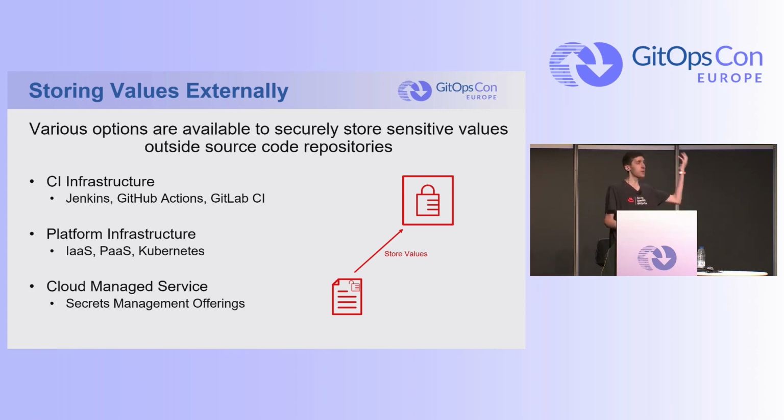Next is platform infrastructure. You're going to have your IaaS solution, your OpenStack. It has a secrets management tool. Your PaaS solution might have one. Kubernetes has secrets management. We'll go into that a little bit later, but it also has one out there. And then, as I mentioned previously, if you're using a cloud service, there are options there as well for integrating and storing secrets inside one of those platforms.